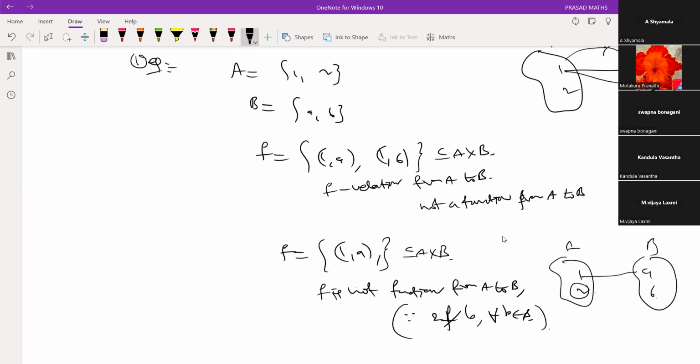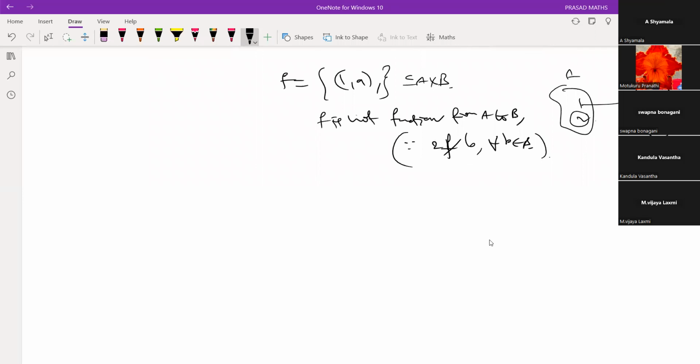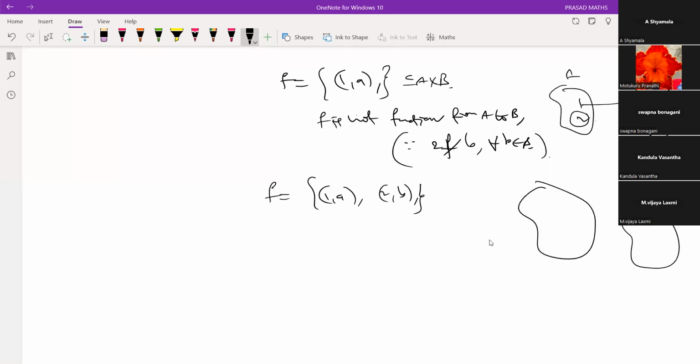Okay, so relation is first of all. Suppose (1,a), (2,b). Is it a function? Yes, sir. 1 has an image, it is unique. 2 has an image, it is unique. Therefore, it's a function.